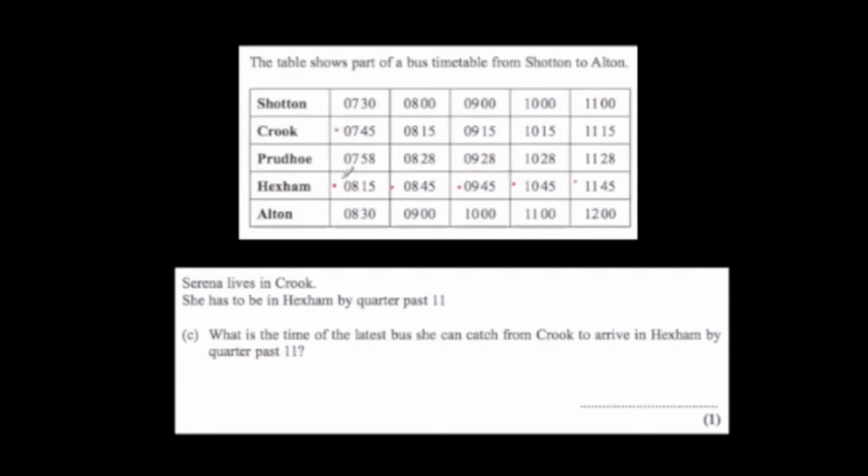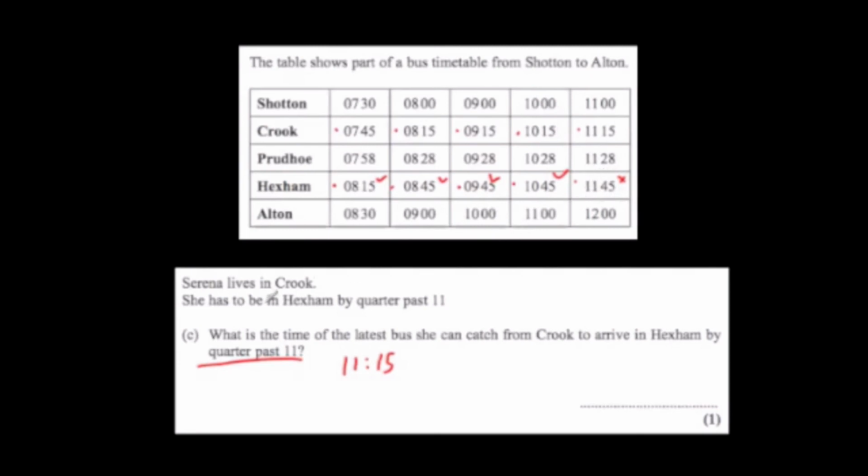So if she gets this bus, she can get there at 8:15. If she gets this bus, she can get there at 8:45. If she gets this bus, she can get there at 9:45. If she gets this bus, she can get there at 10:45. And if she gets this bus, she can get there at 11:45. Now she needs to be there by 11:15. So let's just check. So she could get that one, that one, that one, that one. But she couldn't get this one because that would get her to Hexham by 11:45, so that one's too late.